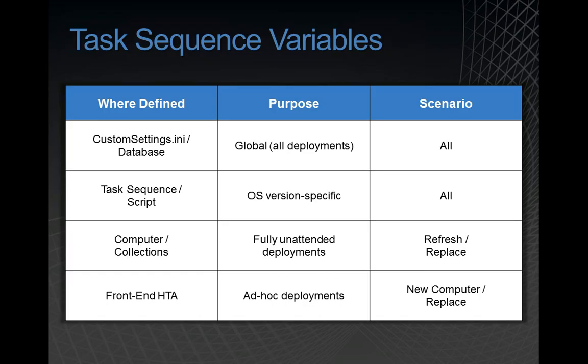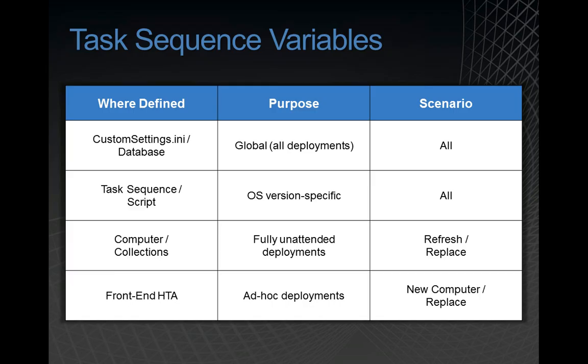MDT's custom settings INI, by default, is shared by all task sequences based off the MDT task sequence templates. This file is a configuration file used by MDT that is often customized to construct basic rules to control deployments. Custom settings INI can be used to set the value for existing variables or to define custom variables. Because it is shared by all MDT task sequences, this makes it the ideal place to define common deployment logic or to set variables that should apply to all operating system deployments.